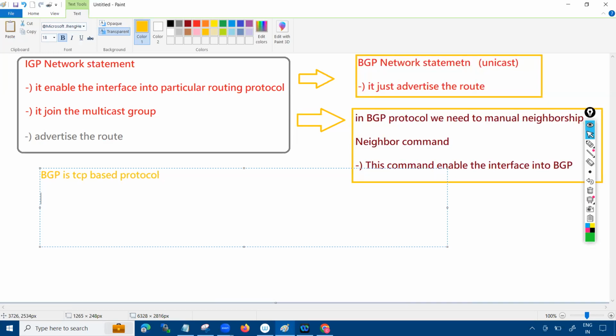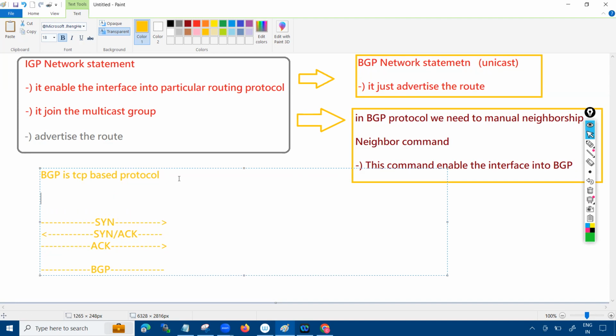So what happened? First, router 1 will send the SYN packet. Then router 2 will give the SYN plus acknowledgement. And then router 1 will give the acknowledgement packet. And then finally, BGP comes in the picture. Then whatever BGP messages you have, all the BGP comes in the picture between the routers. This stuff is going to happen.